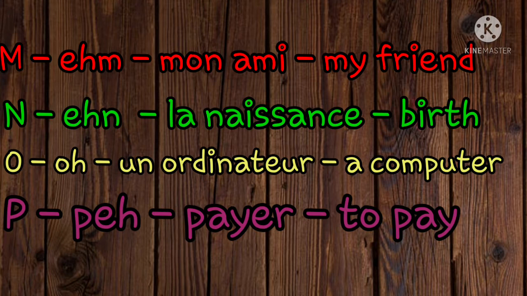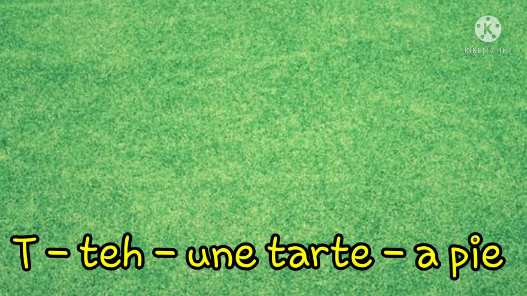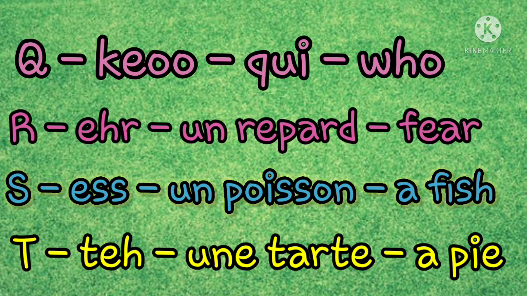N is N, la maison, house. O is O, un ordinateur, a computer. P is pe, payer, to pay. Q is Q, which is qui, who. R is R, and peur, fear. S is S, and poisson, a fish. T is te, and tarte, a pie.